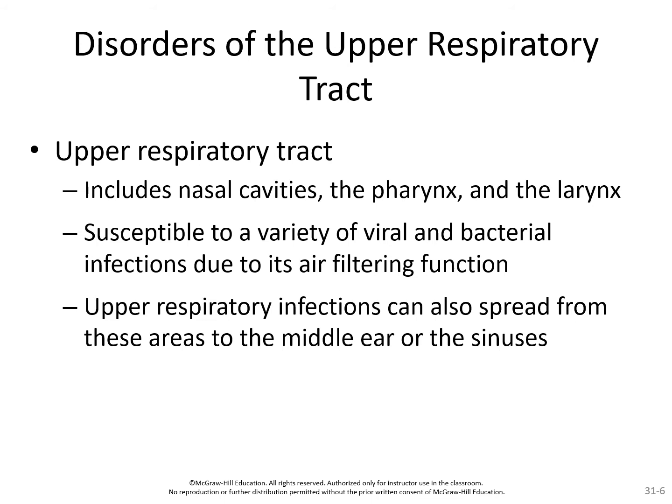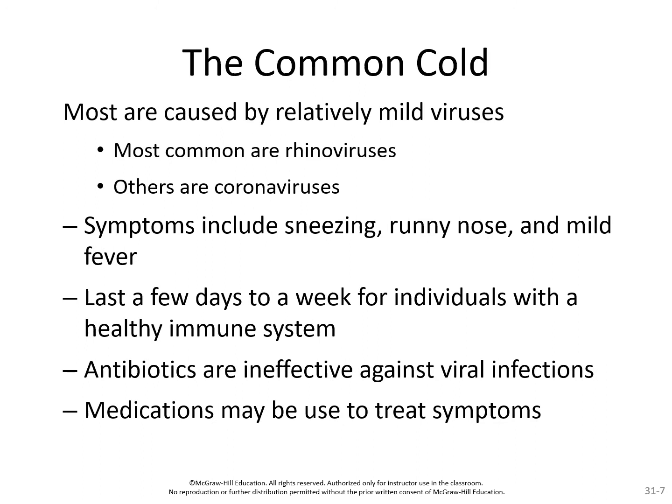Because a lot of these structures are involved in filtering the air before it gets down into the trachea and the lungs, they're more susceptible to a variety of bacterial and viral infections. You can also see upper respiratory infections spreading from the nasal cavities, the pharynx, and the larynx to the middle ear or to the sinuses, and we'll discuss the mechanics of that in just a minute.